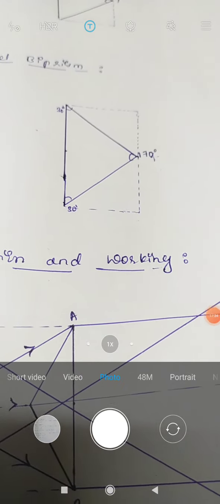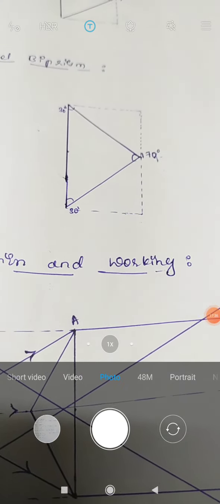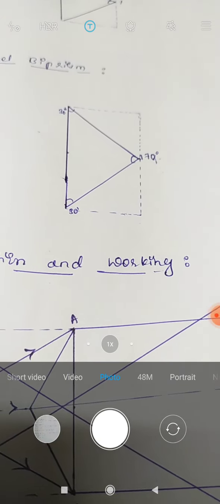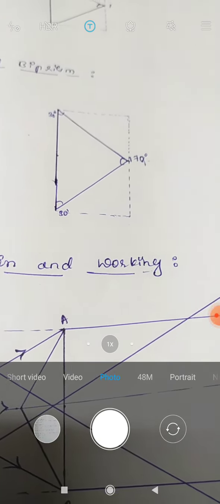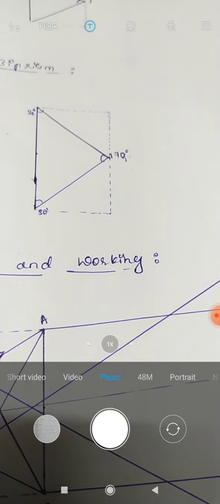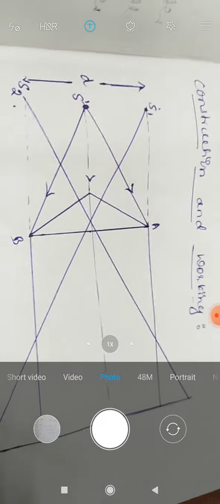So this biprism is constructed from a single glass plate by properly grinding and polishing the glass. So let's see what the construction and working of the biprism is.